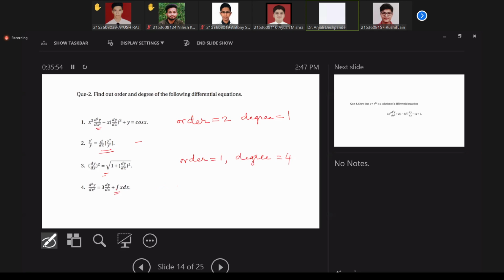So you'll have to differentiate and everything. The order is 3 and the degree is 1. Yes, that's right. The order is 3, and the degree will be equal to 1.